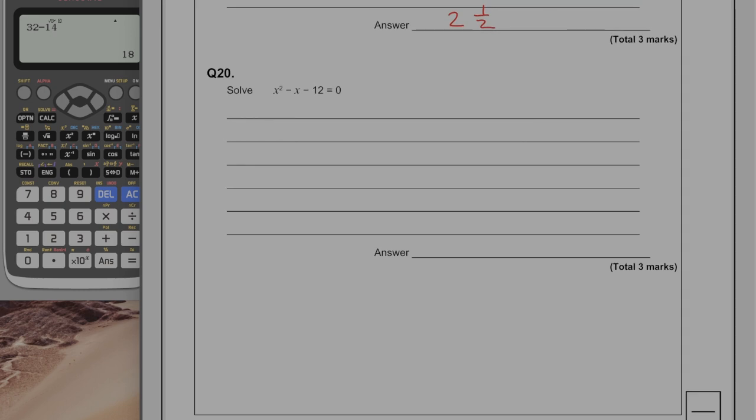Right, question 20, solve. So I'm going to assume that we can factorize this. So I'm looking for two numbers that multiply together to make minus 12 and that add together to make minus 1. So that tells me that one of the numbers is negative and it is the larger number. So I'm looking at minus 4 and 3. So x minus 4 and x plus 3. Meaning that my two values are, to make that bracket 0, x would need to be equal to 4. And to make that bracket 0, x would need to be equal to minus 3.